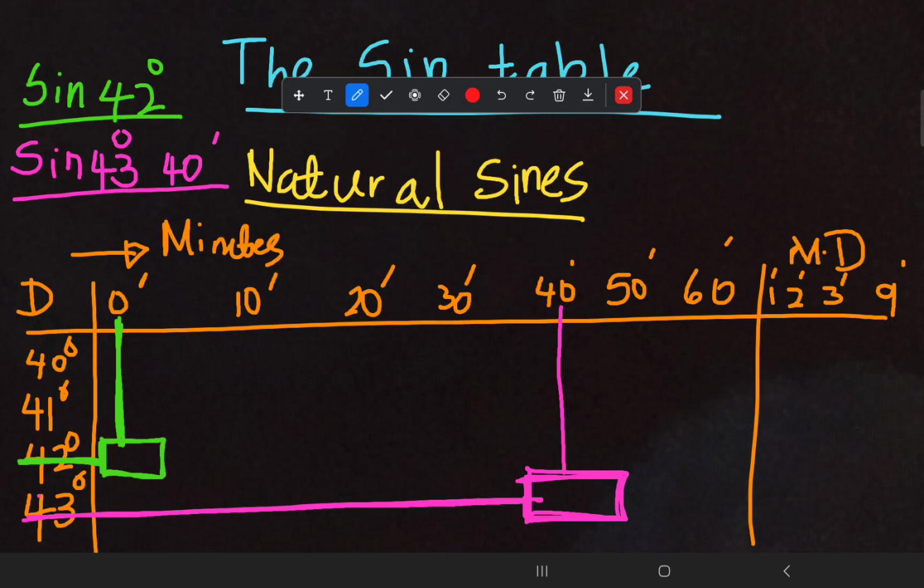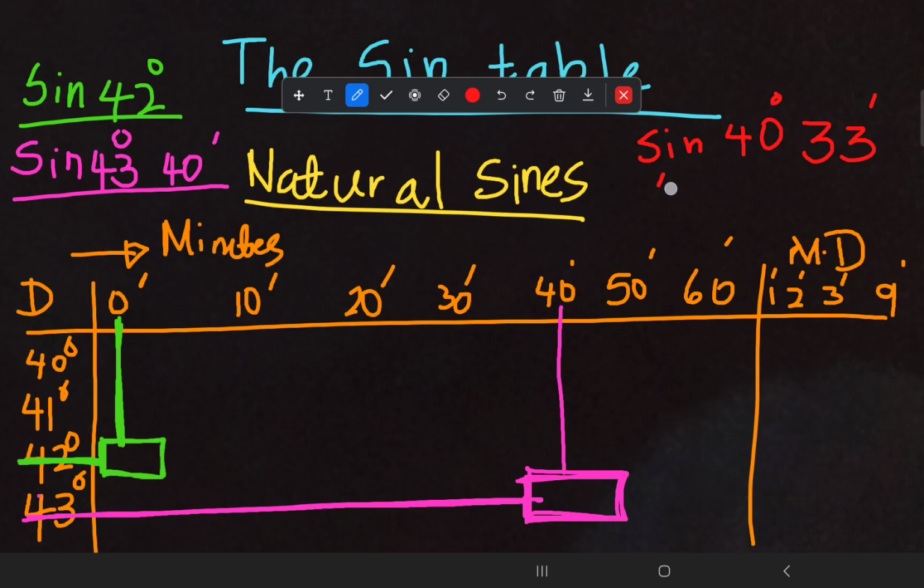For that, let's use sine. Okay, I'll write here: sine 40 degrees and 33 minutes. Before starting to find the sine value, you should separate these magnitudes into degree measurement, 10 multiple minutes and mean differences. In previous cases, we didn't face any questions related to mean differences. In this question, we have.